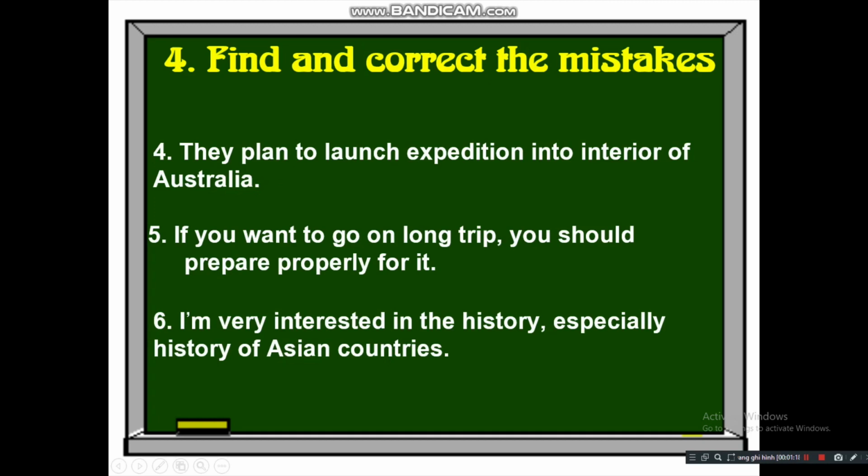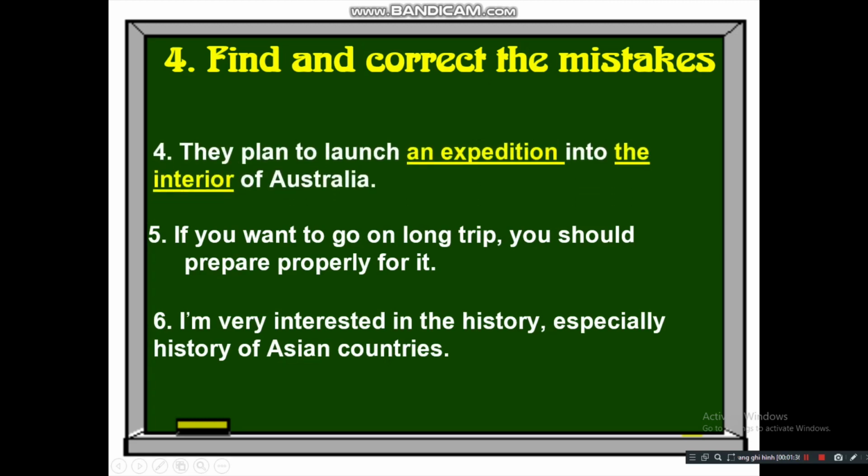Okay, let's check. Number 4. They plan to launch expedition into interior of Australia. And the mistakes in this question are "expedition" and "interior". And the answer is: they plan to launch an expedition into the interior of Australia.